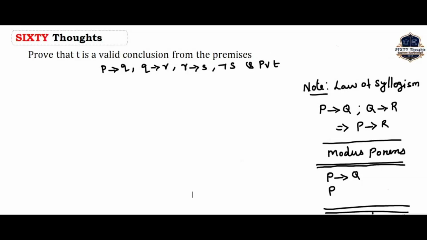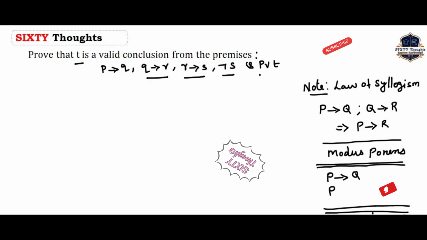In this video lecture, we are going to solve one problem by using inference theory. Okay, let us consider a given problem. Prove that T is a valid conclusion from the given premises. Here we have 5 premises. Given premises: one is P then Q, second one is Q then R, third one is R then S, fourth one is negation S, and last one is P or T.